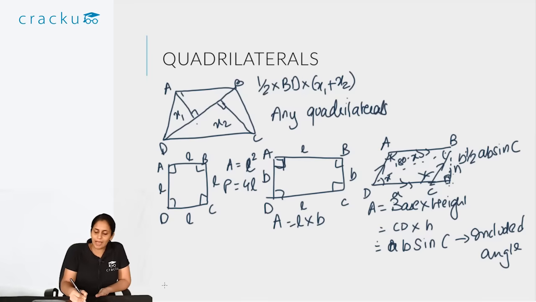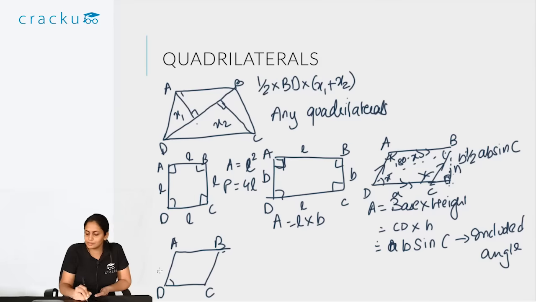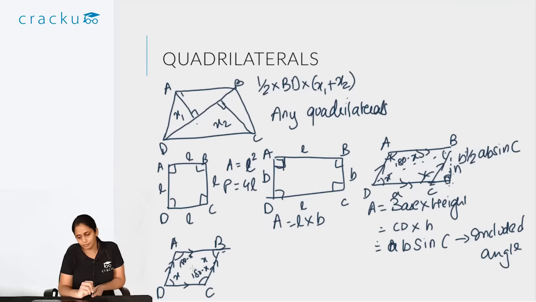Now, suppose I add a restricting condition to a parallelogram saying that the internal angles need not be 90, but the sides should be equal, then I get a rhombus. So in this case, the other conditions of a parallelogram stay the same, that is the two sides are parallel, the angles are supplementary, this will be x, this is 180 minus x, and all four sides will again be L.